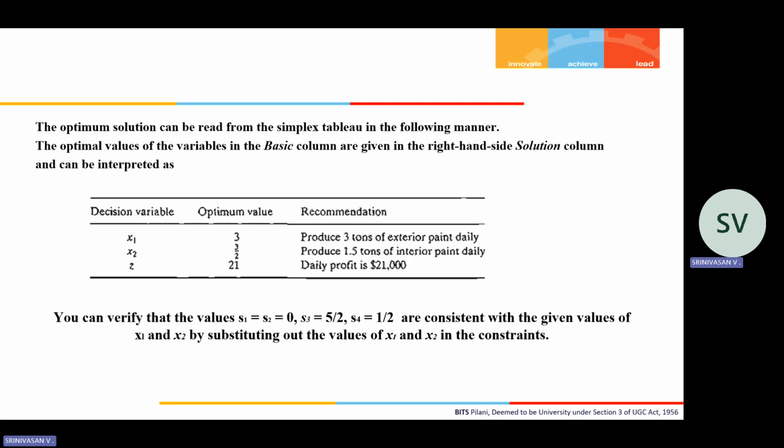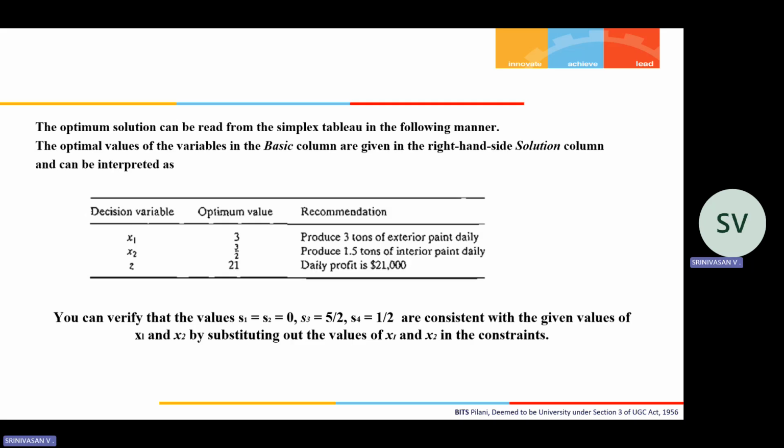Produce 1.5 tons of interior paint daily. And Z, the objective function, has the optimum value we have seen, 21. The daily profit is 21, and the profit is given in thousands of dollars, so $21,000.